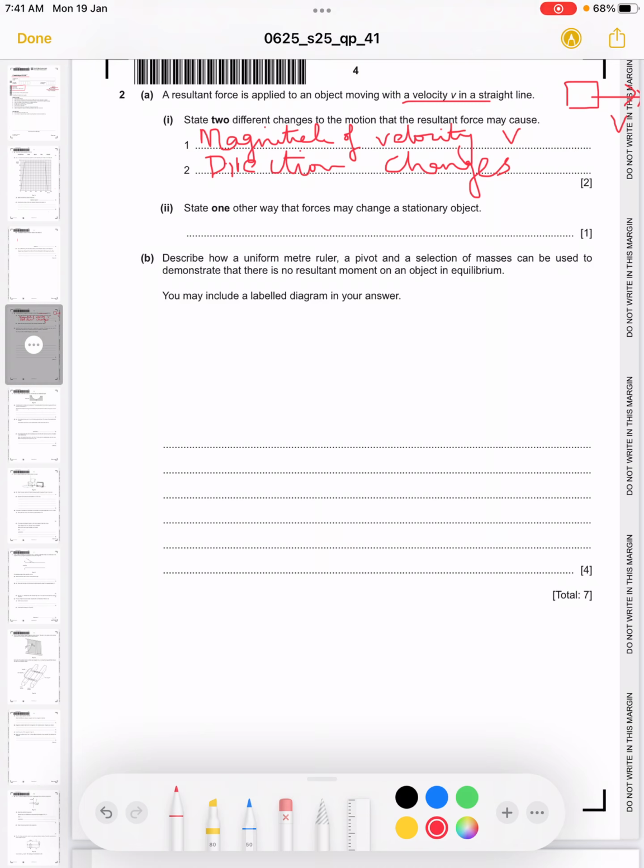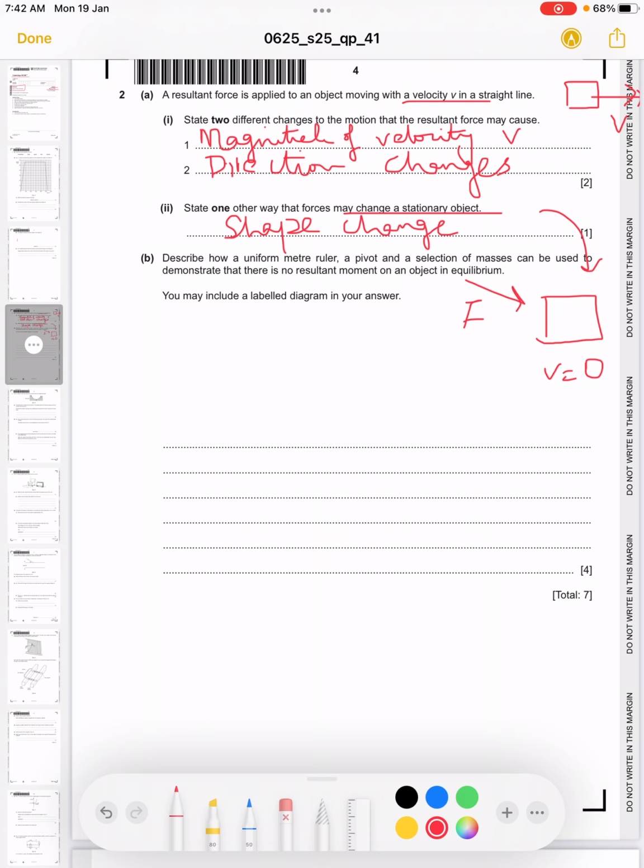And the second thing is: state one other way that the force may change a stationary object. If our object is not moving, its velocity is 0, it is stationary, but still we have a force on it. So what changes will occur? Obviously its shape is disturbed, its size changes. So I am writing: the shape changes. Maybe it is compressed and the shape is deformed.